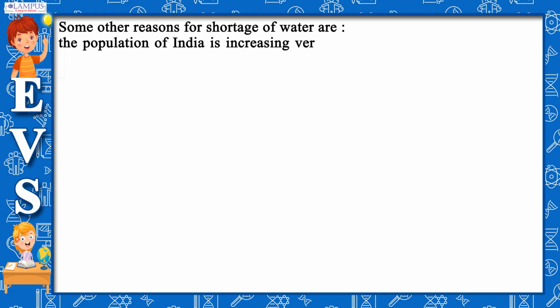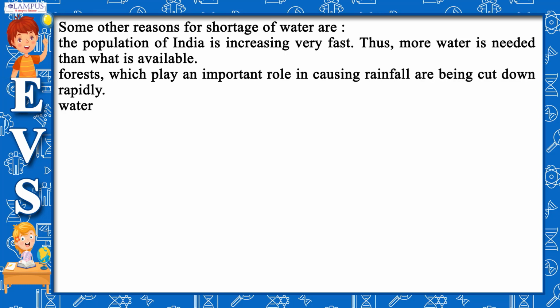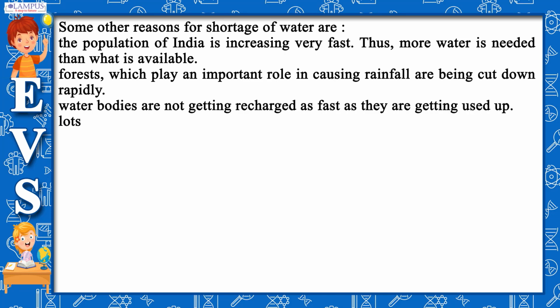Some other reasons for shortage of water are: the population of India is increasing very fast. Thus, more water is needed than what is available. Forests, which play an important role in causing rainfall, are being cut down rapidly. Water bodies are not getting recharged as fast as they are getting used up. Lots of water gets wasted every day.